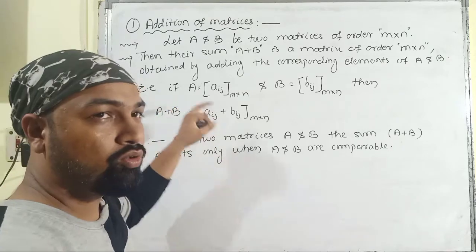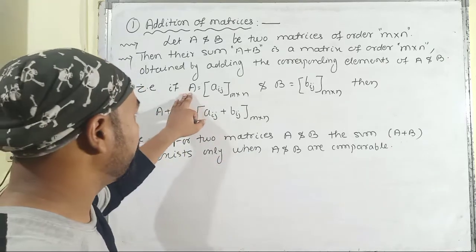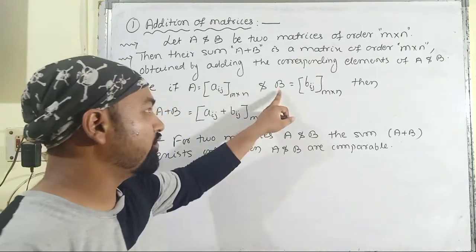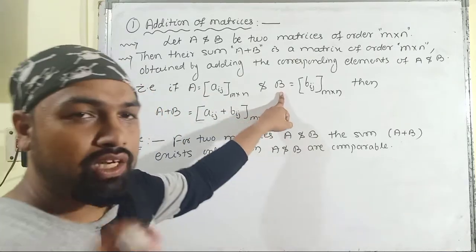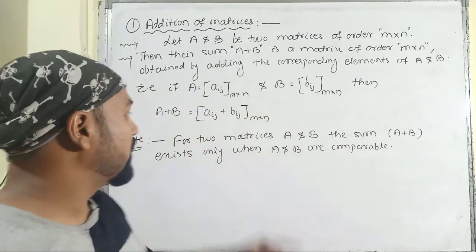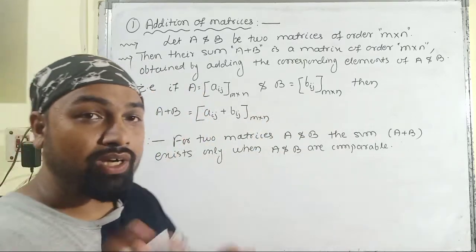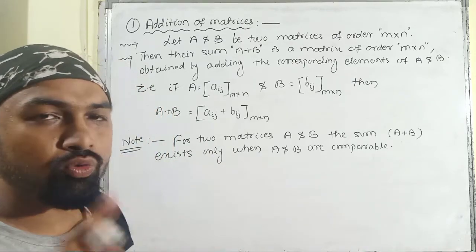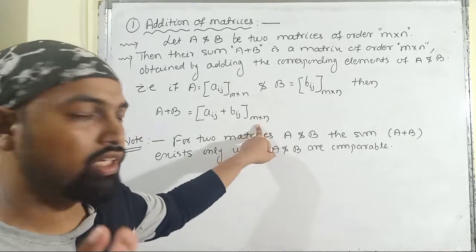If A is the matrix represented by the compact form Aij of the order m cross n, and B is also another matrix represented by the compact form Bij of the order m cross n, then A plus B is denoted by the compact form of sum of Aij plus Bij of the same order, that is m cross n.